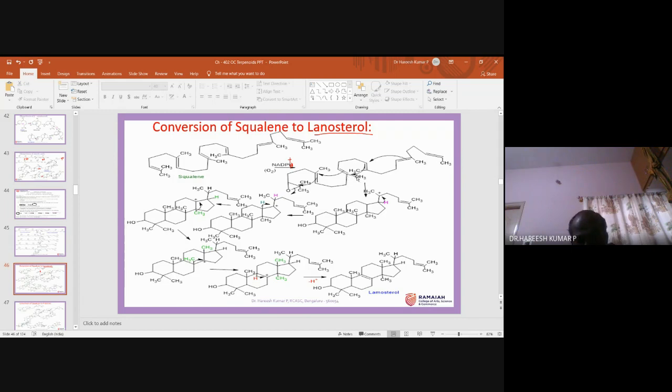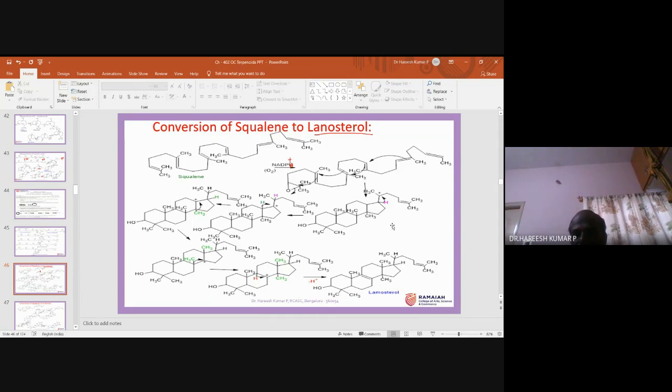So then there is a new positive charge formation on this carbon. At that time there will be a new bond formation between this carbon and this carbon, forming a positive charge on this carbon. Then a new bond forms between this carbon and this carbon, leaving behind a carbocation on this carbon. That is how an intermediate is obtained like this.